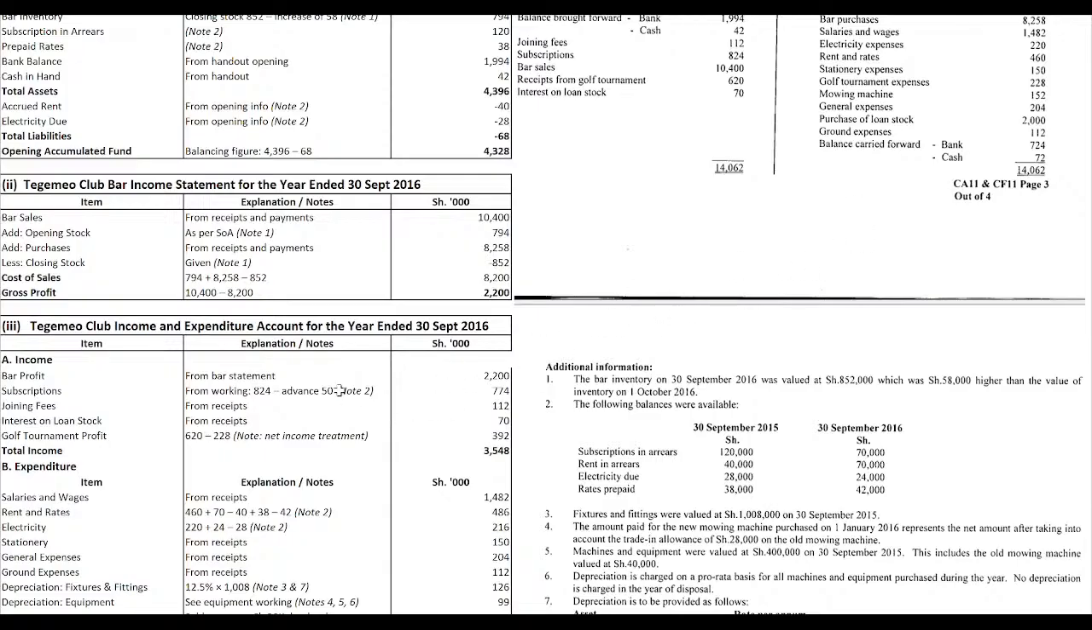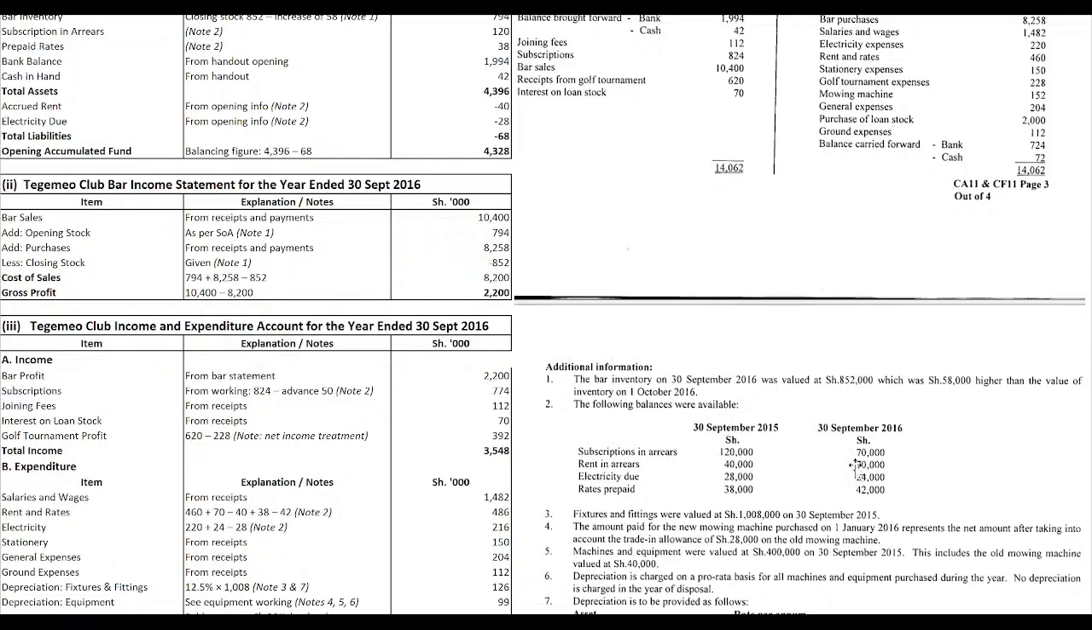Now let's calculate the expenditures. For the expenditures, we have to look at all the payments. We start with the salary and wages. From receipts and payments, we have 1482. Rents and rates. So as you can see from our note 2, we have been given our rents and rates to be 460. Then you have to add the accruals, which are 70. Then you also have 40. So it is 70 and 40.